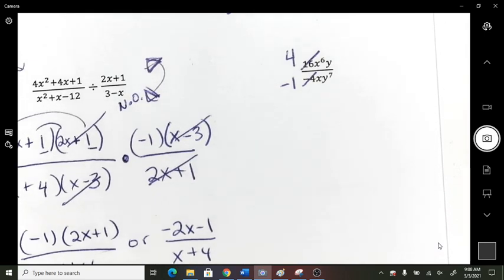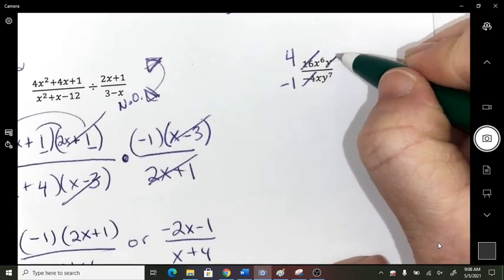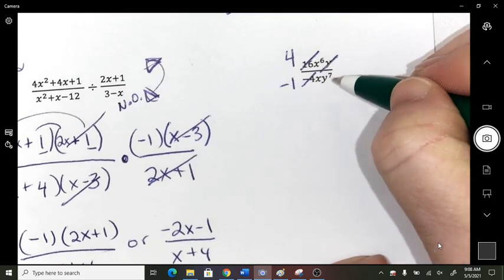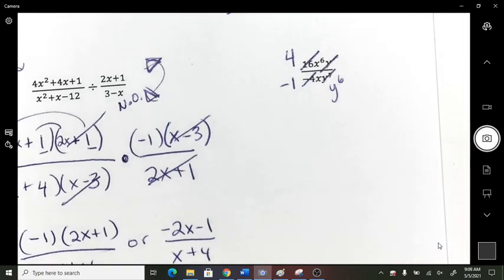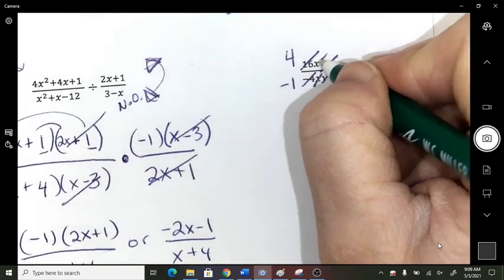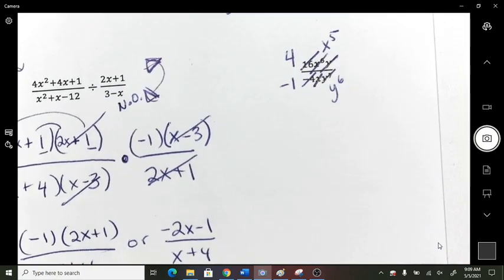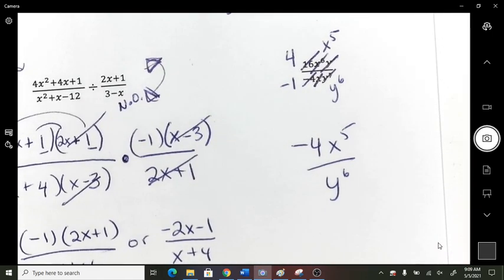What else can I take out of top and bottom both? I could take a y out. So if I do, that's gone. And that's y to the 6. Okay, I can also take an x out. So that's gone. And that's an x to the 5th then. Okay, so there's your final answer.